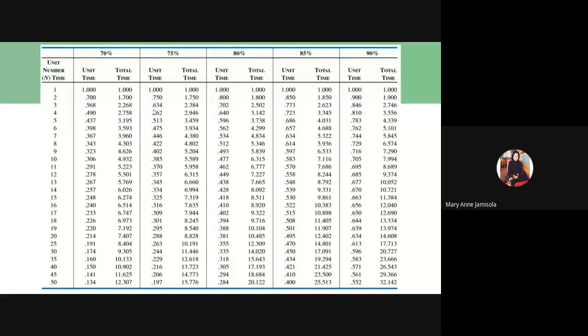What if the problem asks you, how many hours will it take for you to finish all 3 units? From the first unit, second unit, and then third unit. So all 3 units. You will look at the second subcolumn, which is your total time. Your coefficient this time is 2.384. Okay, so that will be the coefficient that you will use in the formula.